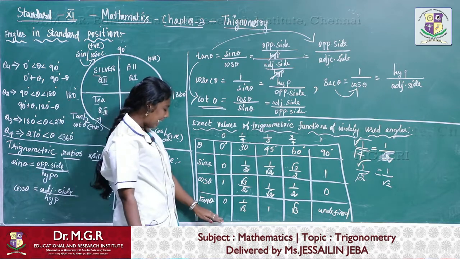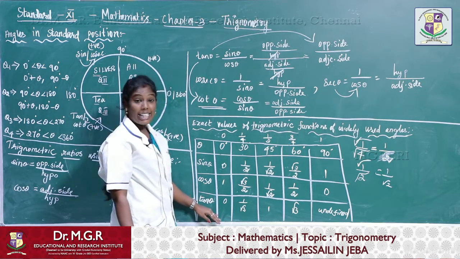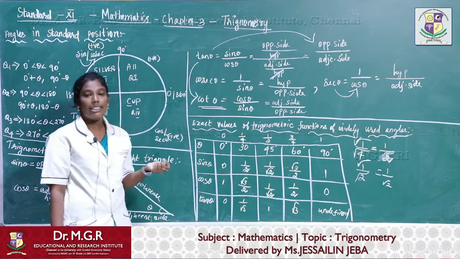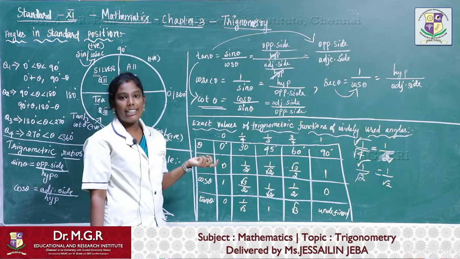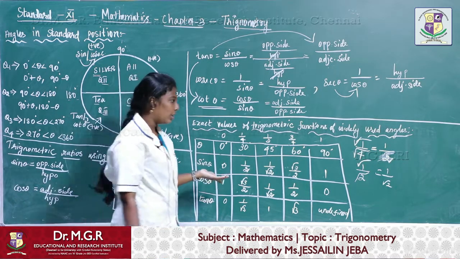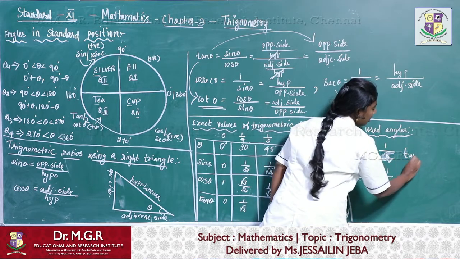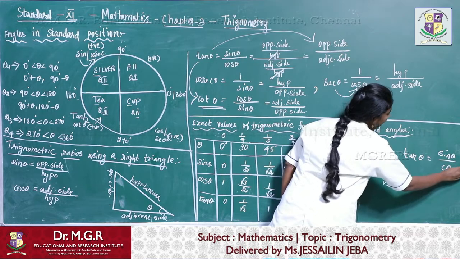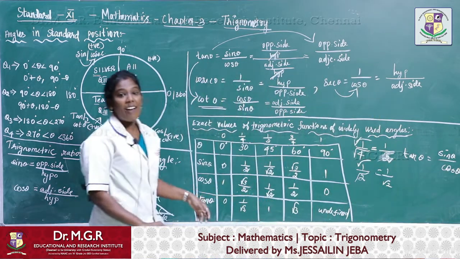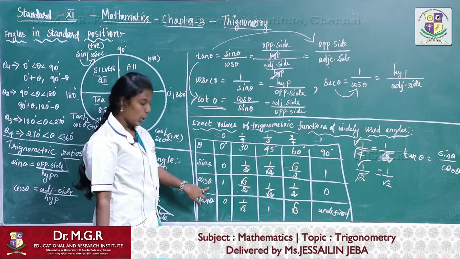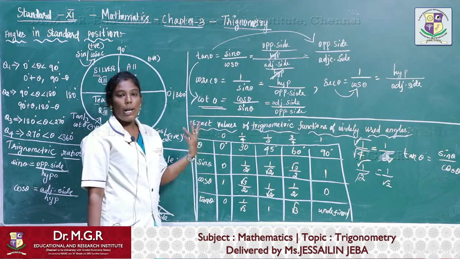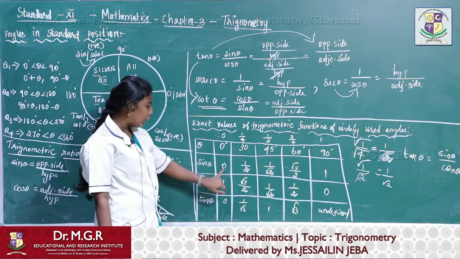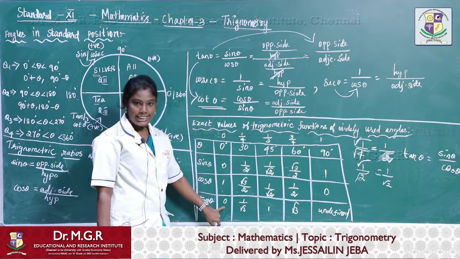Next we are going to see tan theta. What is the formula for tan theta? How can we write tan theta in ratios? Sine by cos. We already have the values for sine and cos, so if we divide them, we will have tan theta. Sine by cos is 0 by 1, and 0 by 1 is 0 only.